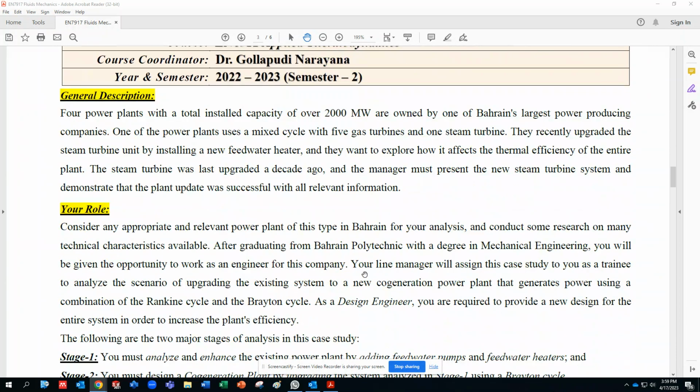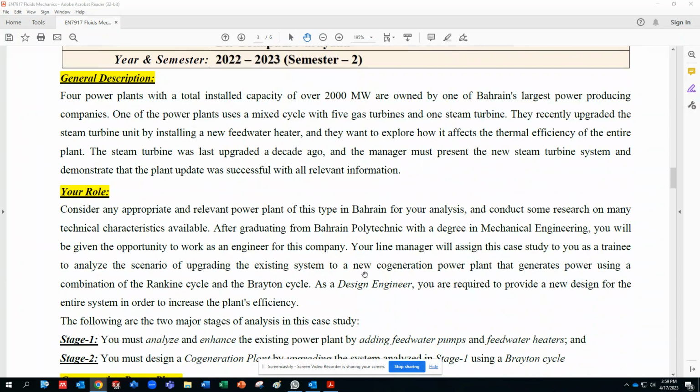Coming to the general description of the power plant: there are four major power plants with a total installed capacity over 2000 megawatts in Bahrain. In one of the power plants, there is a mixed cycle with five gas turbines and one steam turbine. You will be updating this power plant in this project, as I told you before, in two stages.